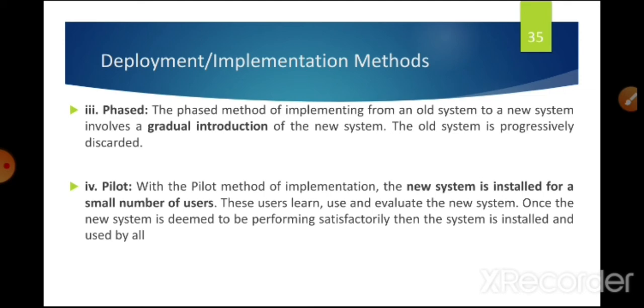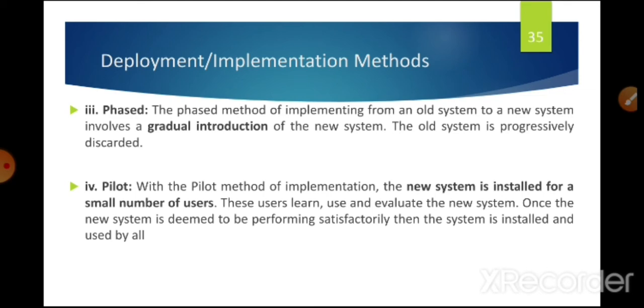It means some new features are added, and those features are added one by one. Some features are used from the old system and some features are used by the new system. So, it is the combination. This type of gradual introduction is also considered a good practice. The fourth and the last deployment technique is the pilot method.